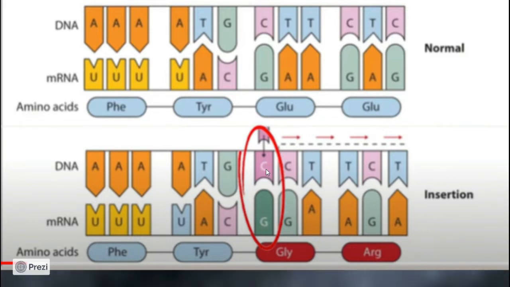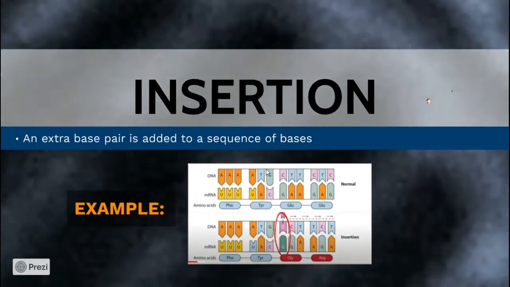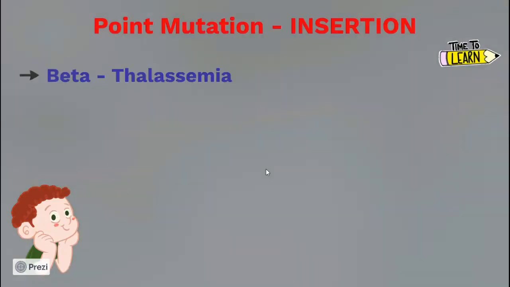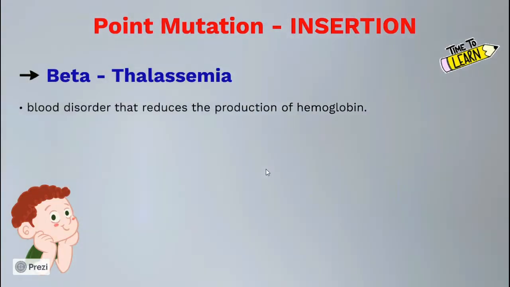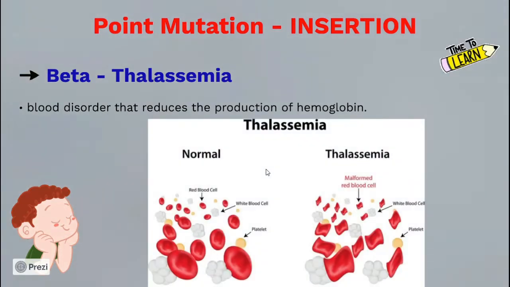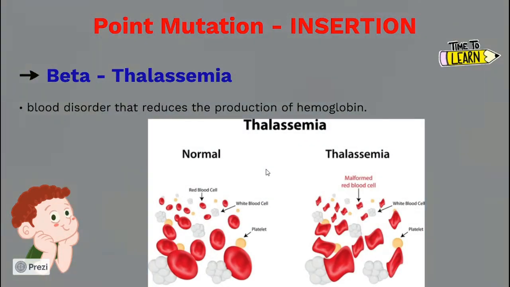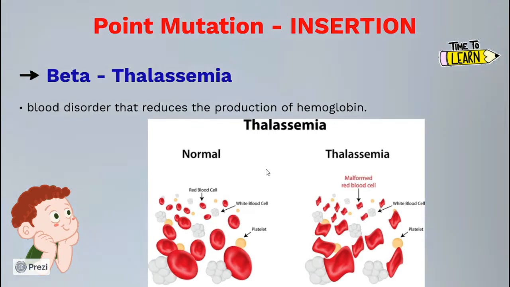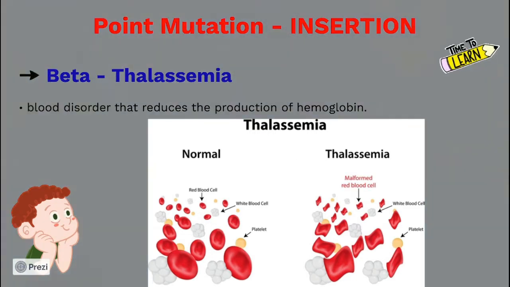Even though it is just an insertion, it will still create a major impact on the organism or even on our body. One of the diseases caused by insertion is beta thalassemia. Beta thalassemia is a blood disorder that reduces the production of hemoglobin. So one mistake of a base pair can affect your red blood cells, so you have a blood disorder.